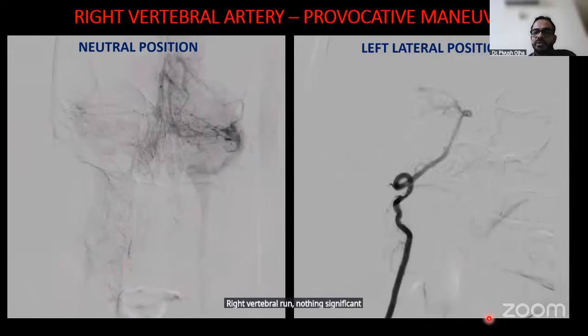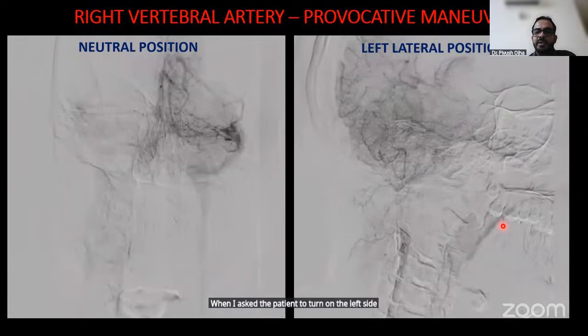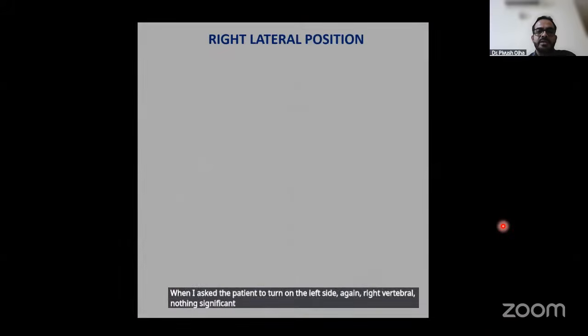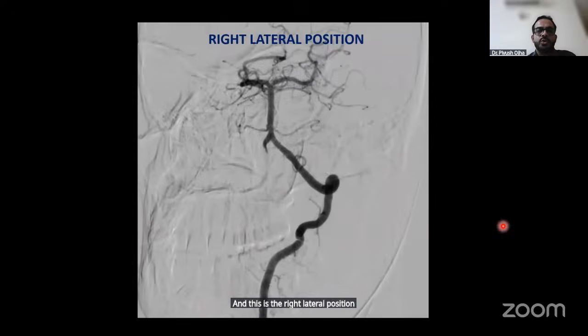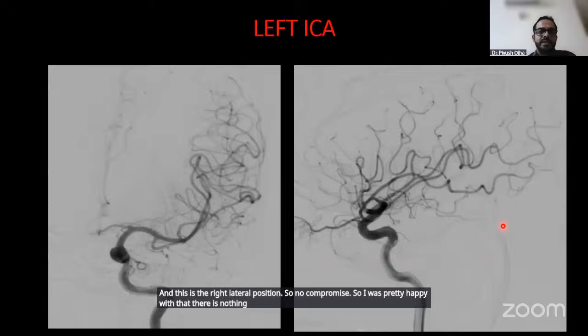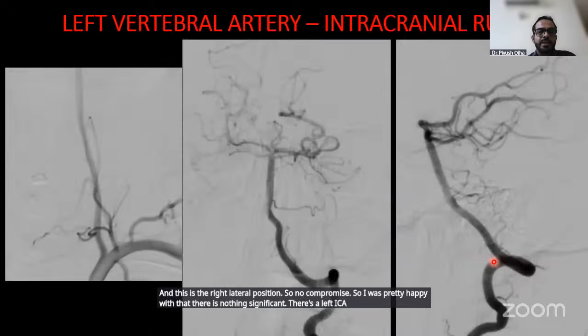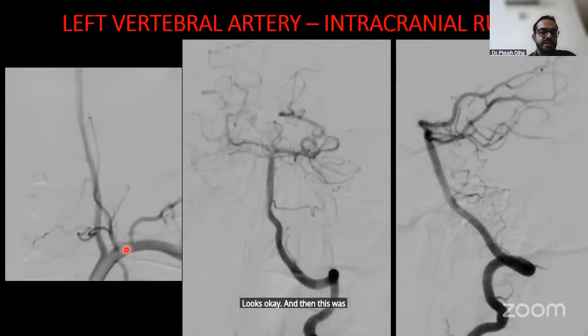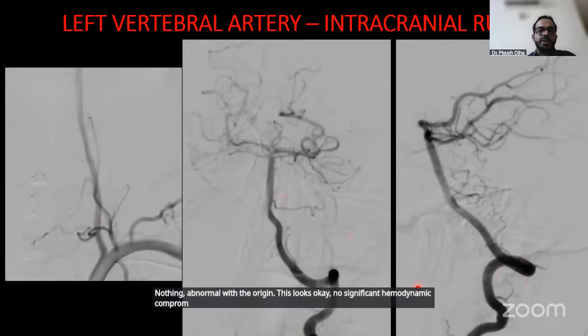When I ask the patient to turn to the left side, again, right vertebral, nothing significant. And this is the right lateral position. So no compromise, and I was pretty happy with that. There is nothing significant. This is a left ICA, looks okay. And then this was the left vertebral artery, intracranial runs, nothing abnormal with the origin. This looks okay, no significant hemodynamic compromise in the routine runs.